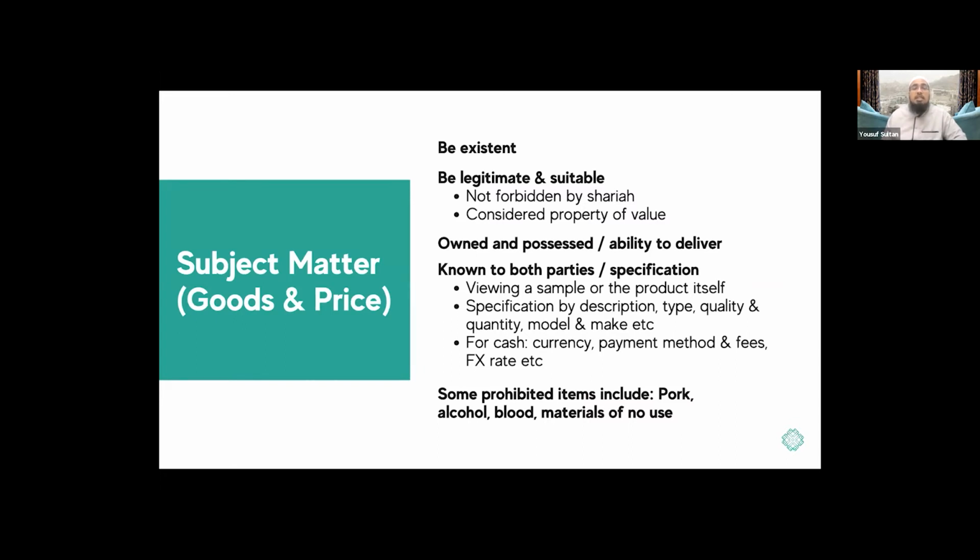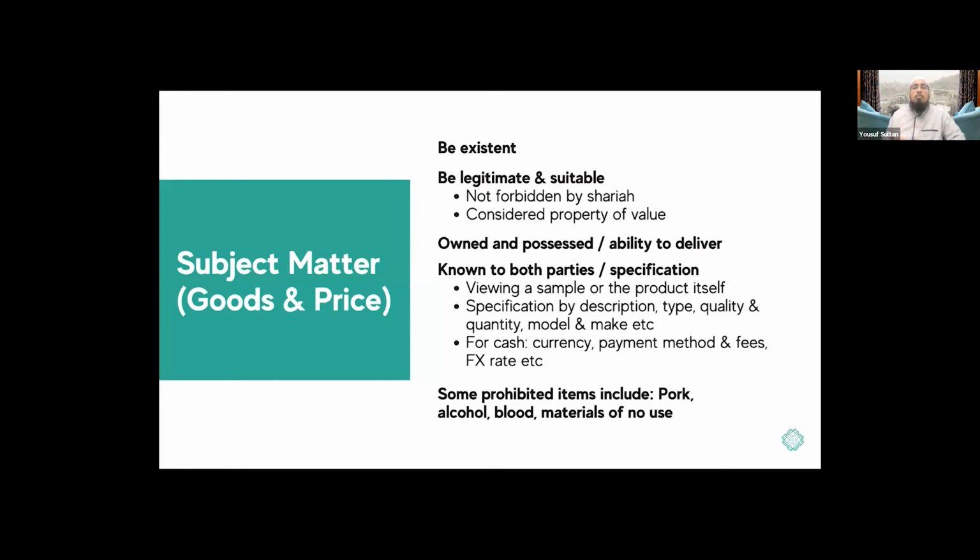The fourth condition is that it has to be known to both parties. Again, to remove uncertainty, to remove gharar. Now, how can it be made known? Either by viewing the product itself. For example, if we go to a car showroom, we point to this car, we know that this is the car we are purchasing. Okay, this is known.